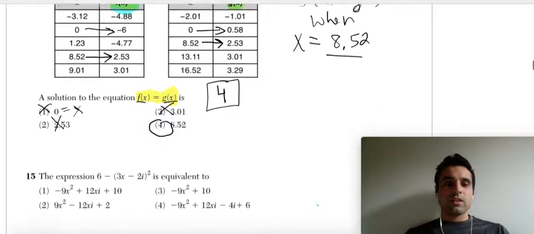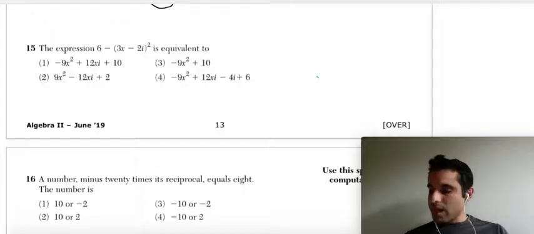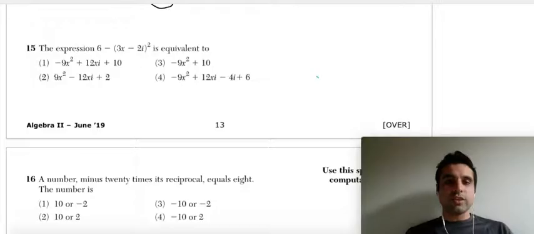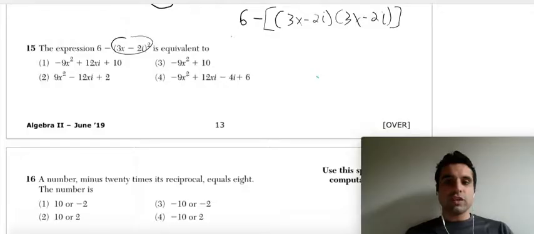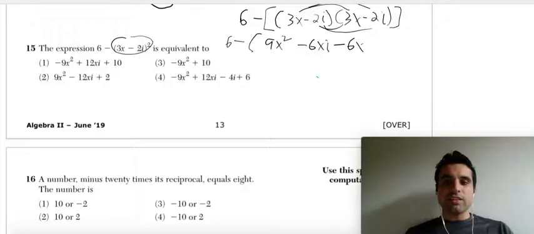Next question. The expression 6 minus that whole thing, 3x minus 2i squared, is equivalent to... I will do this by hand, and I'm going to use some space here. So 6 minus (3x minus 2i) squared becomes (3x minus 2i) times (3x minus 2i). I'm going to keep these in brackets so that we make sure that this stays separate, right? So if I distribute the 3x, I get 9x squared, see I have to remember to keep the parentheses, minus 6xi. Then I distribute -2, and I get -6xi again, plus 4i squared.